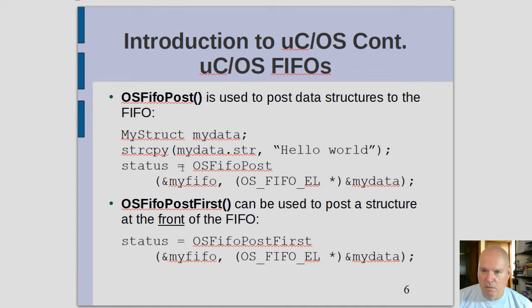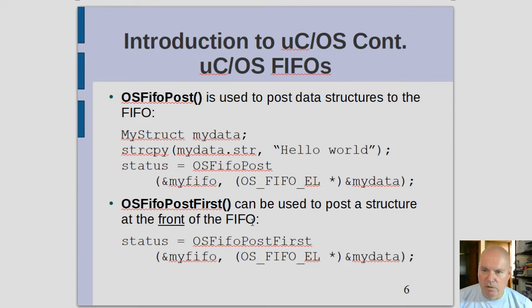The first argument here is the address of my FIFO data structure. The second is a pointer to my data, the structure I want to pass. That has to be cast to an OSFIFO element pointer in order to keep the compiler happy. Now, this will post a data structure to the end of the FIFO.